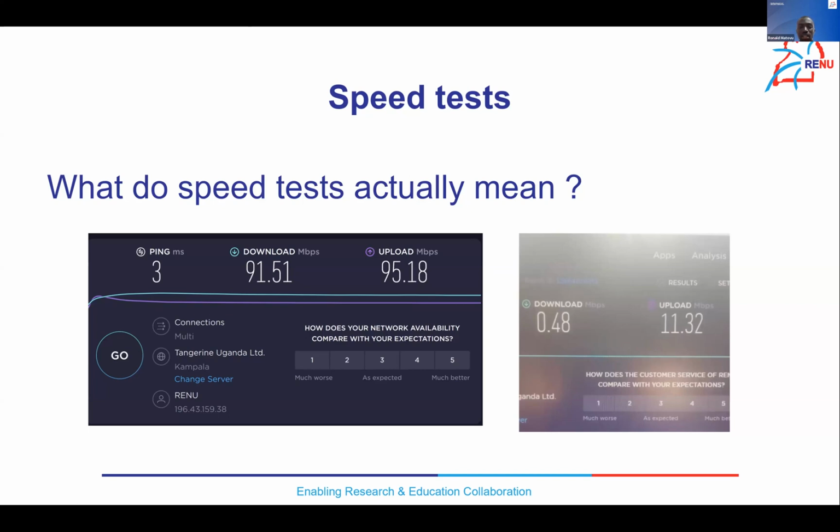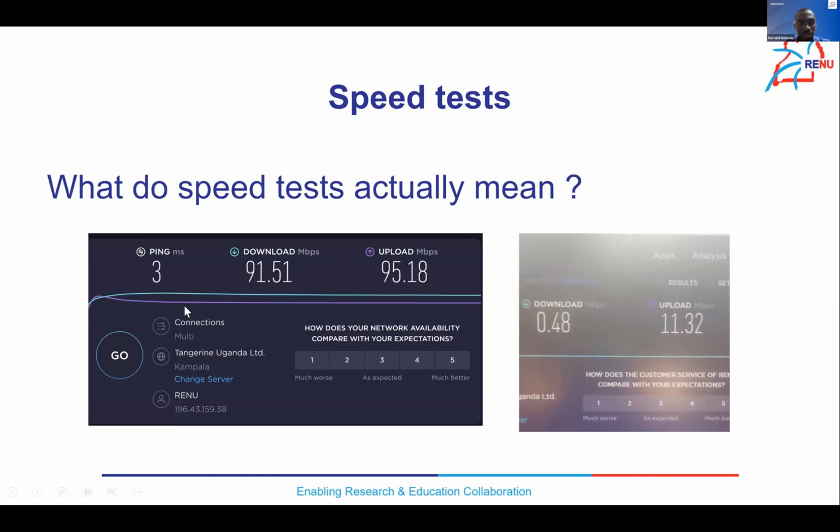When you see a download of 0.48, these people are not being honest. I subscribed for 10, I'm getting 0.48 Mbps. So, do we understand what these results mean?